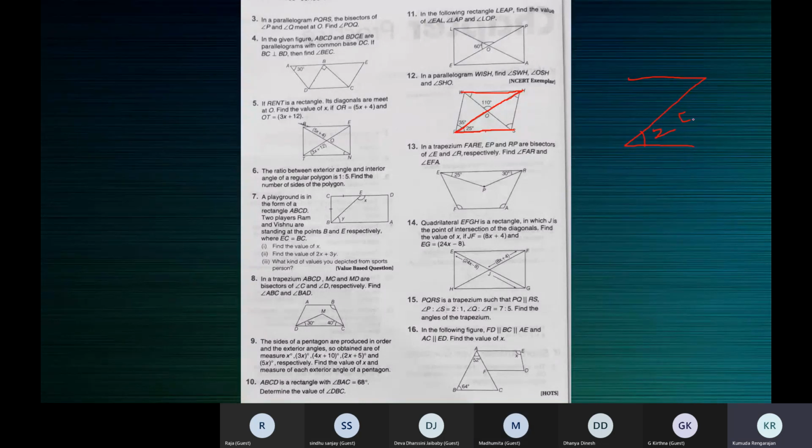This only is relevant. 110 is not relevant to this, parallel lines and transversal. 110 and 35 are not relevant at all. 25 is only relevant because it's found here. So if this is 25, this is also 25. Yes or no? Yes, ma'am. What is the reason?